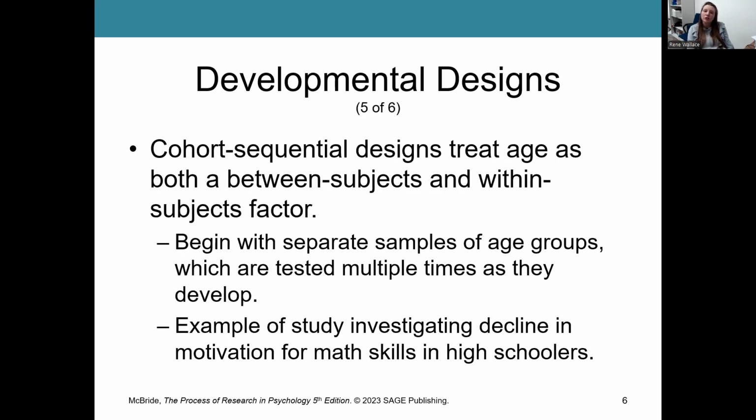Cohort sequential designs treat age as both a between subjects and a within subjects factor. So begin with your separate samples of your age groups, and then they're tested multiple times as they develop. So you could look at decline in motivation for math in high schoolers and how that developed or something like that.